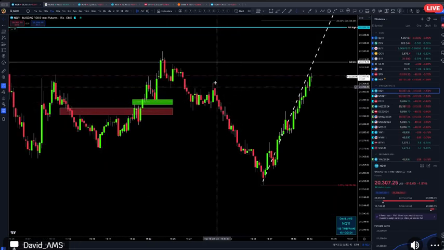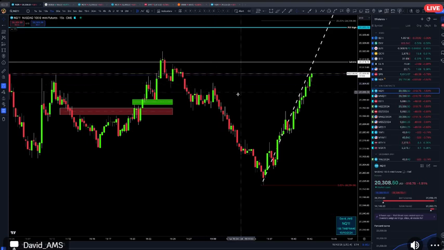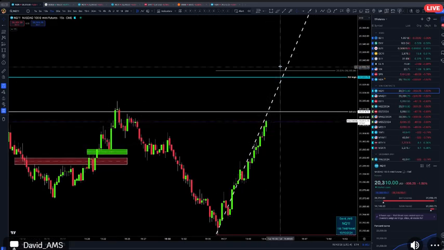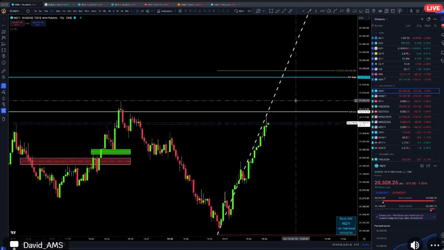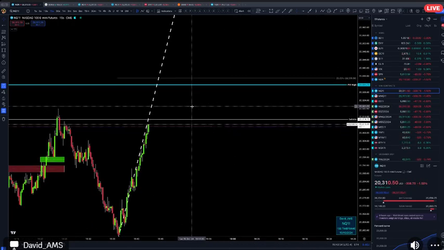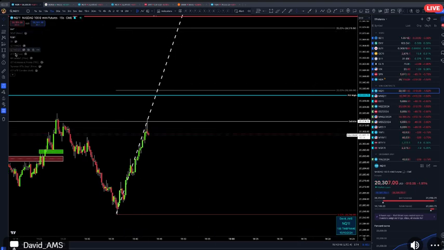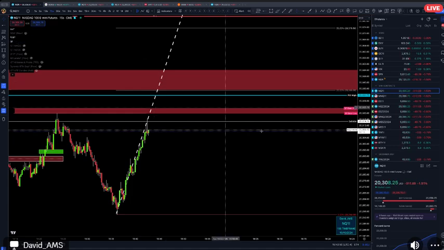Where did it go to? Got these equal highs right here. See that? This is just typical for it to move. Put a fair value gap indicator on so you can see what it's doing.